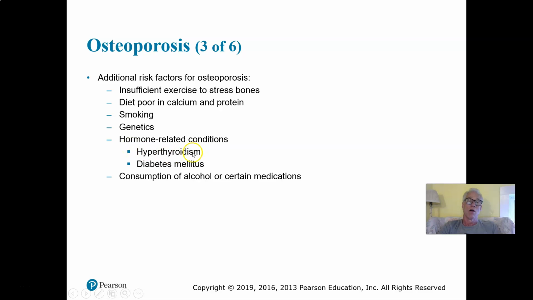There are certain hormone diseases that can lead to osteoporosis. Hyperthyroidism leads to osteoporosis. Diabetes mellitus, hyperthyroidism, we have too much metabolic activity of some of the cells in the bone, and perhaps they're not settling and putting the matrix in as they should.